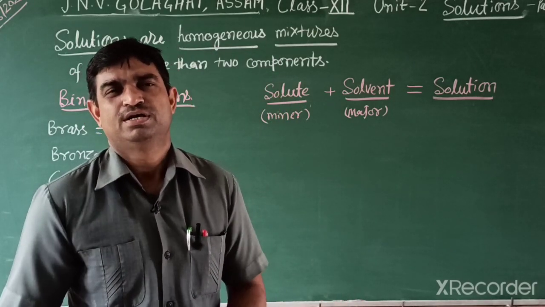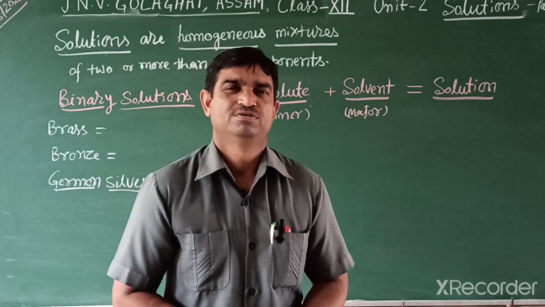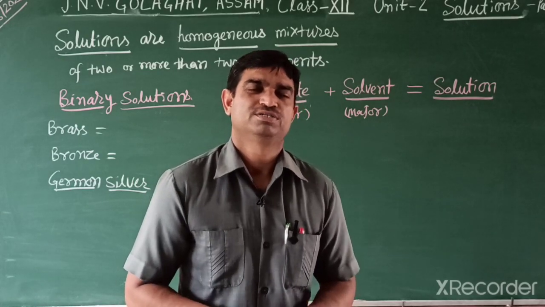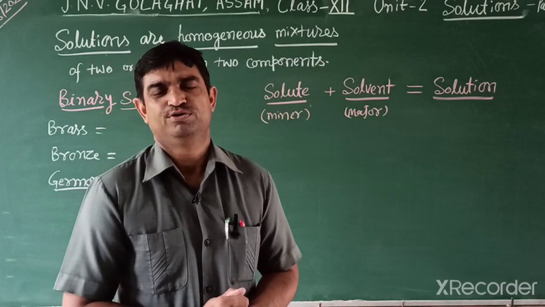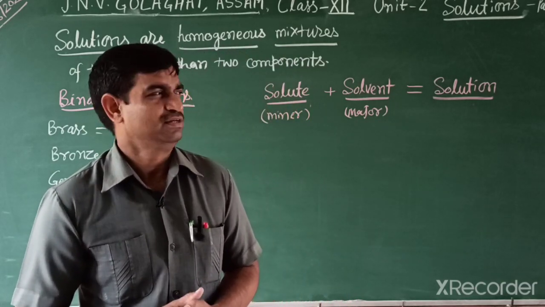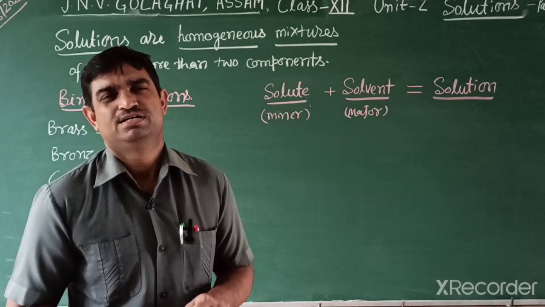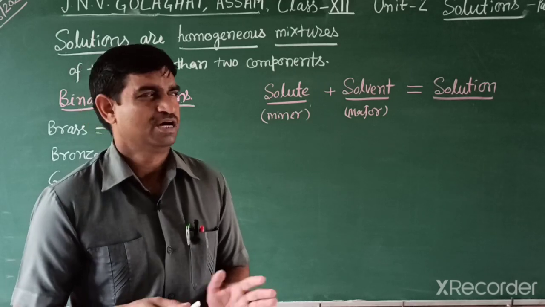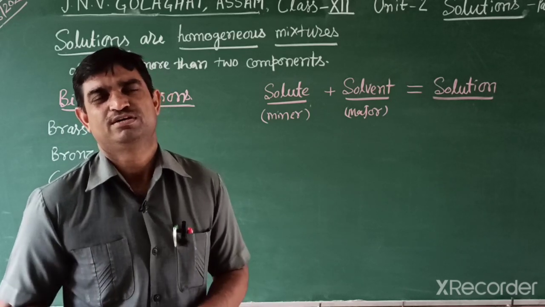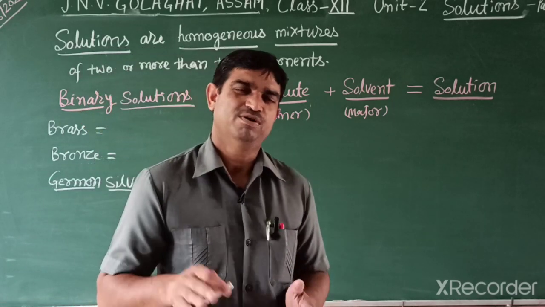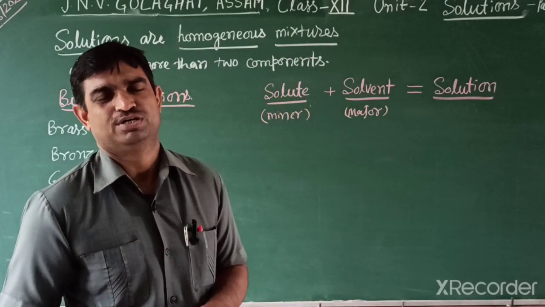You know, in earlier classes, 9th, 10th, 11th, what is a solution? But today we discuss the objective of this chapter: what is a solution, types of solutions, Raoult's law, Henry's law, colligative properties, deviation from Raoult's law, ideal and non-ideal solutions, abnormal molar mass, van't Hoff factors, and different numerical problems. In this chapter we study these points, but today we start with what a solution is.